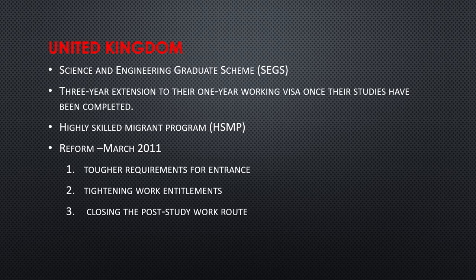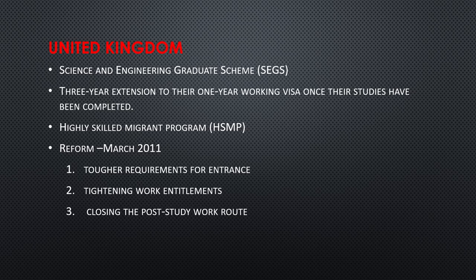The government has also made a special provision for internationally converted MBA students, allowing graduates of 50 highly ranked business schools to apply for a 3-year extension to their 1-year working visa once their studies have been completed. As part of the highly skilled migrant program, such students have been eligible to apply for permanent residence since 12th April 2005.